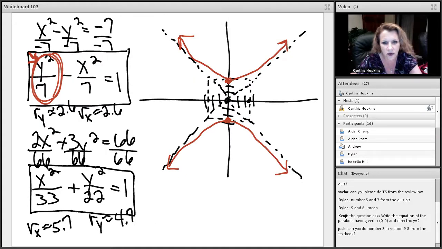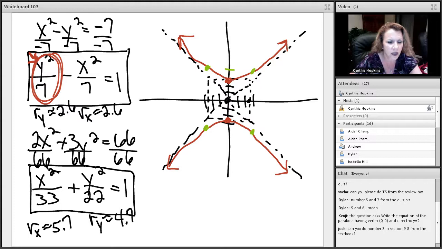Okay, so 3 for x, 4 for y, and look at that, a point right on my hyperbola branch. And then negative 3, positive 4 right there, positive 3, negative 4 right there, and negative 3, negative 4 right there. Okay, so there are my 4 points, and now I'm ready to graph my ellipse.